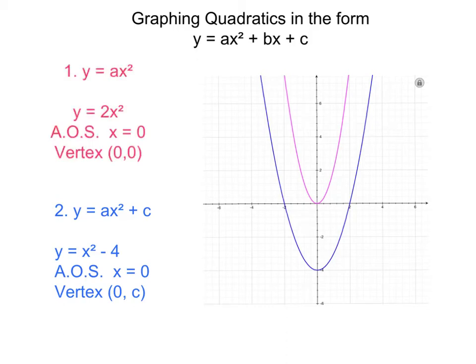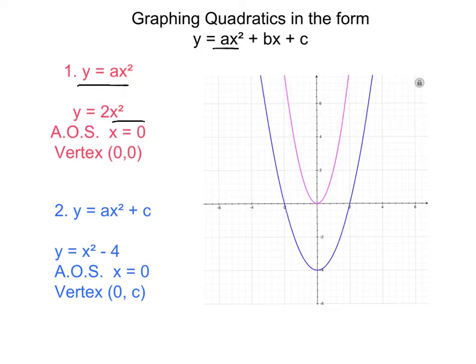Today's lesson is on graphing quadratics in the form y equals ax squared plus bx plus c. But before we start that, I just want a quick review of the properties of what happens in the other forms of graphing quadratics. So first, y equals ax squared. That means we only have the very first term of the standard form. So here's one specific example, y equals 2x squared.